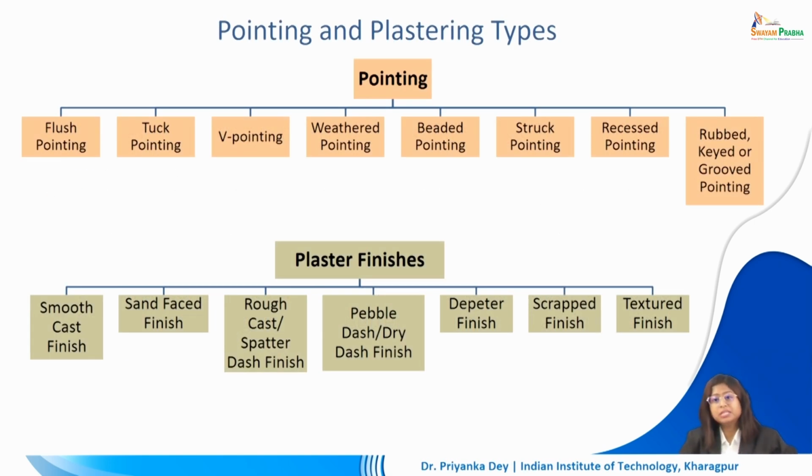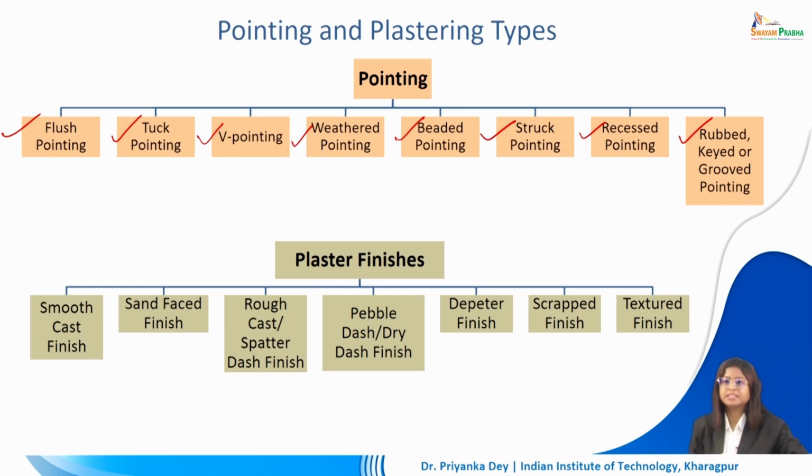Now pointing can be done in various ways. The different names actually denote different shapes that we scoop out the mortar and put the new mortar in as. That shape could be in flush pointing, it is absolutely plain. We can have tuck pointing, V pointing, it's V shaped. We have weathered pointing, beaded pointing is a little projection is created on top above the mortar joint. We can have struck pointing, recessed pointing and rubbed, keyed or grooved pointing. Now these are different types of pointing, again reminding you on the basis of the final shape that we're going to give to the mortar joint.